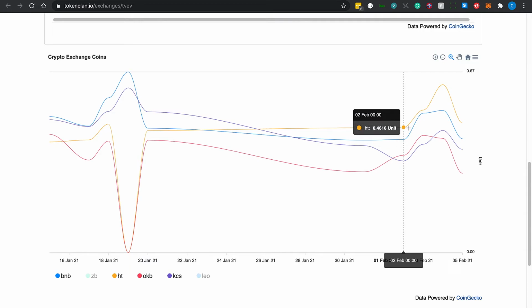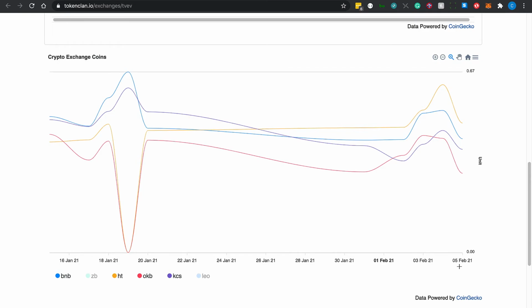So any value that is above BNB, which is in this case Huobi, means that it has a higher TVEV ratio. And any value that is below BNB, which is KCS and OKB, has a lower TVEV ratio. This is just one way of how we can use TVEV ratio for analysis to make your crypto buying decision. And as you can see from this chart, you will notice that the history of this chart only starts from 15 Jan to 5th February 2021. So this is only a limited amount of data that you can work with.